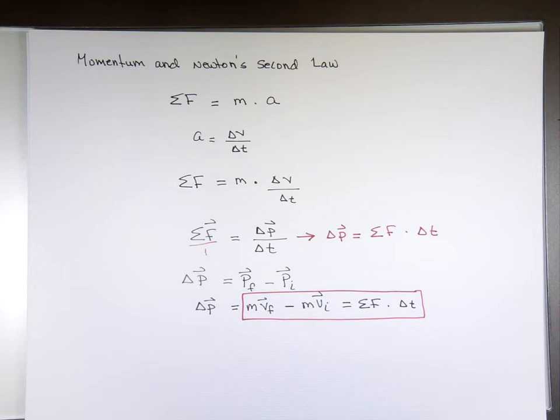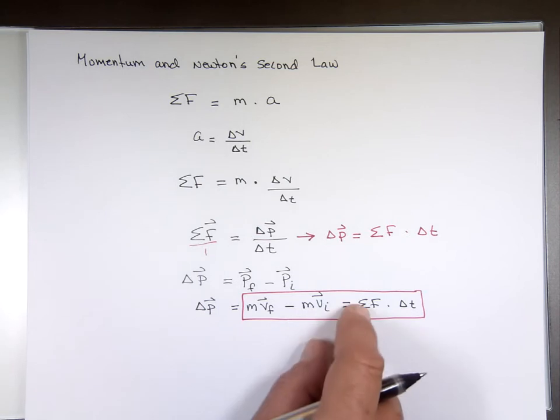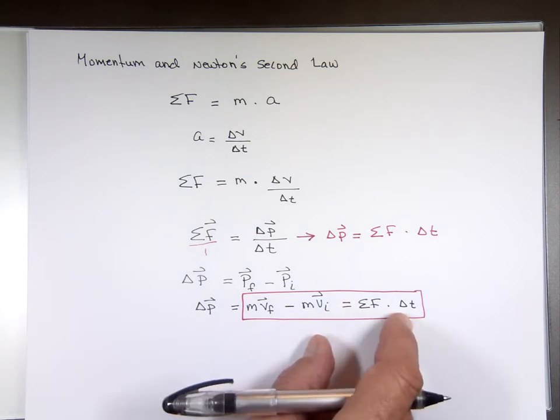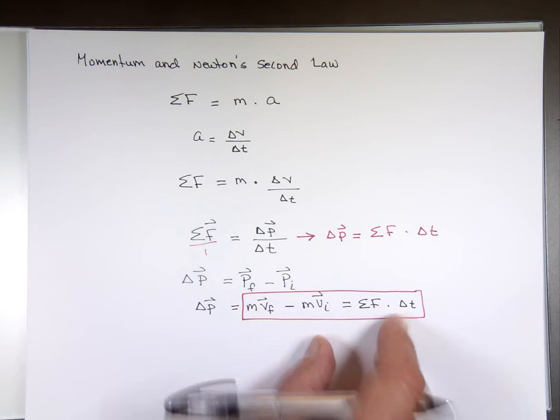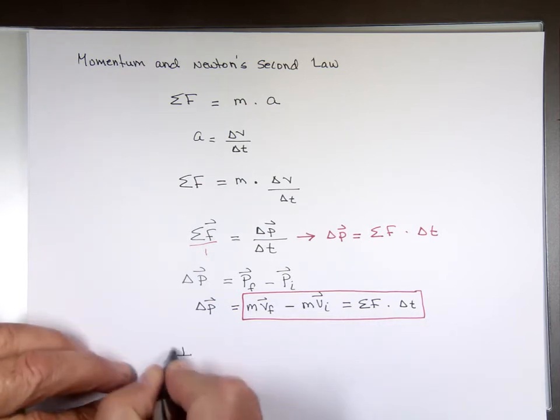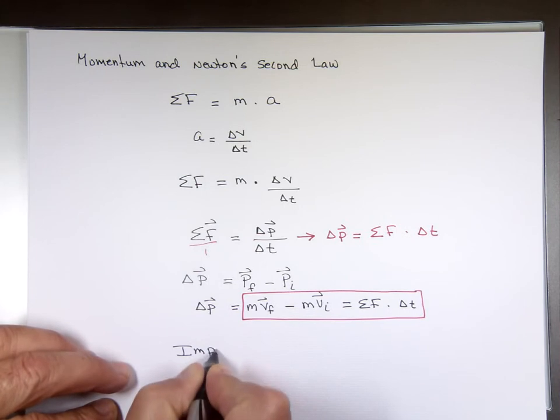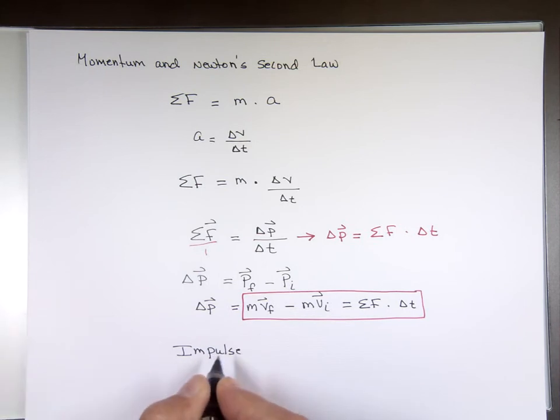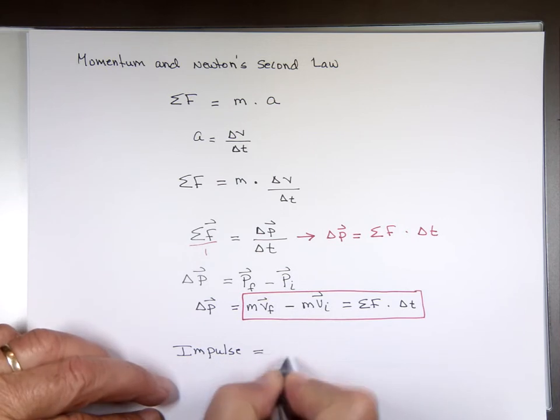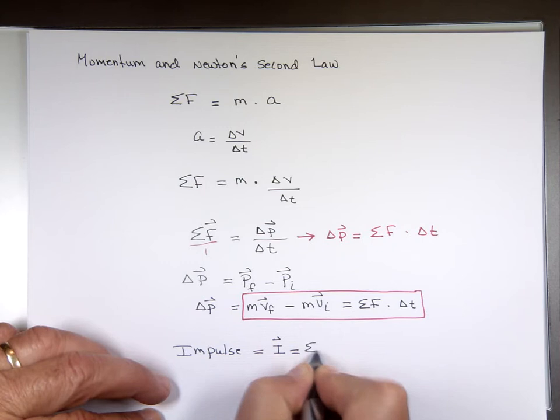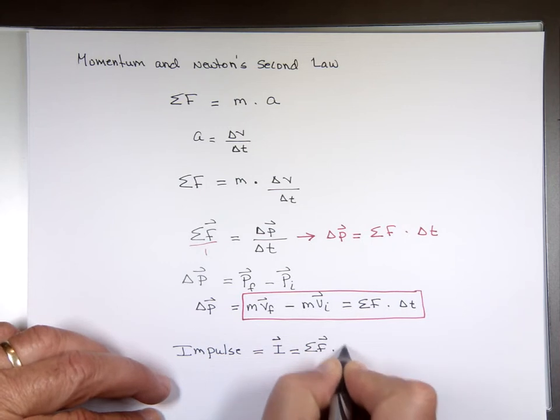Now, this value here, force times delta time, is actually called impulse. We use the letter I, it's a vector again, and it is equal to the force times delta t.